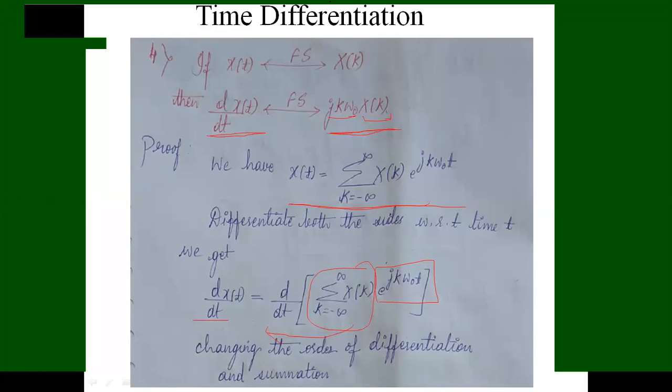So I was talking about the time differentiation property. We have differentiated the given expression on both sides. As I told you, the summation I'm going to take out and differentiate this exponential term, which is the function of t. On the left hand side, I have d by dt of x of t. Here I am going to differentiate this exponential term. After differentiating, what am I going to get? e raised to j k omega naught t into j k omega naught.